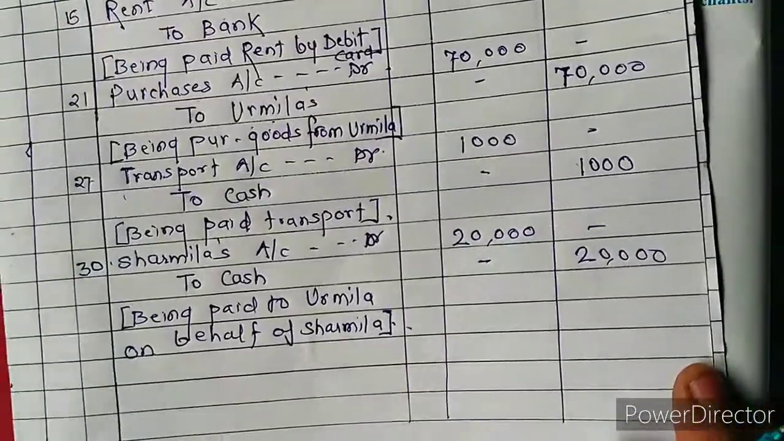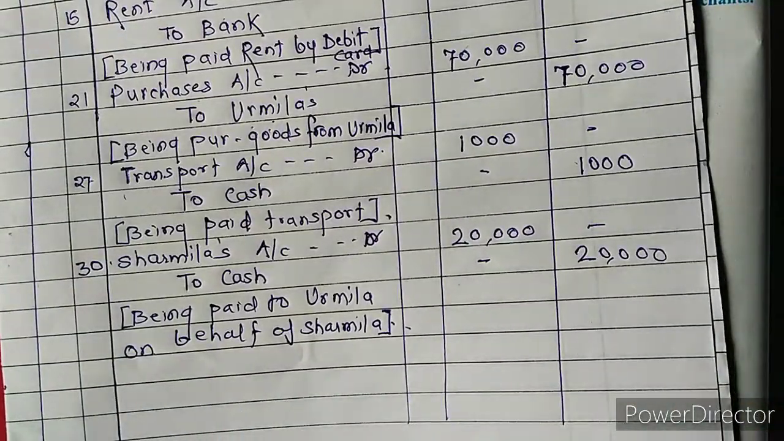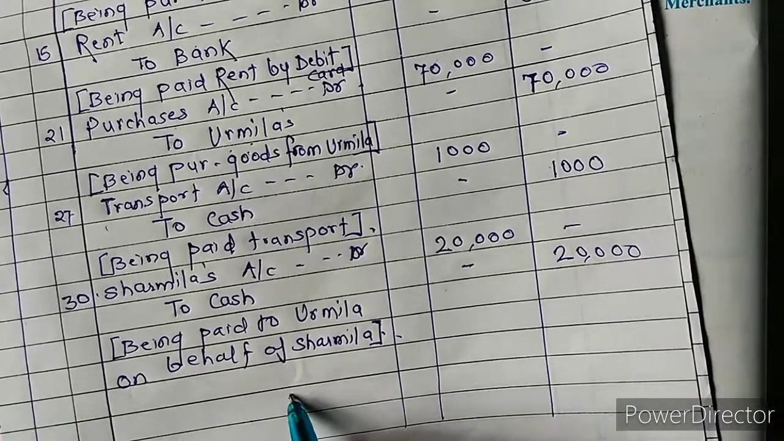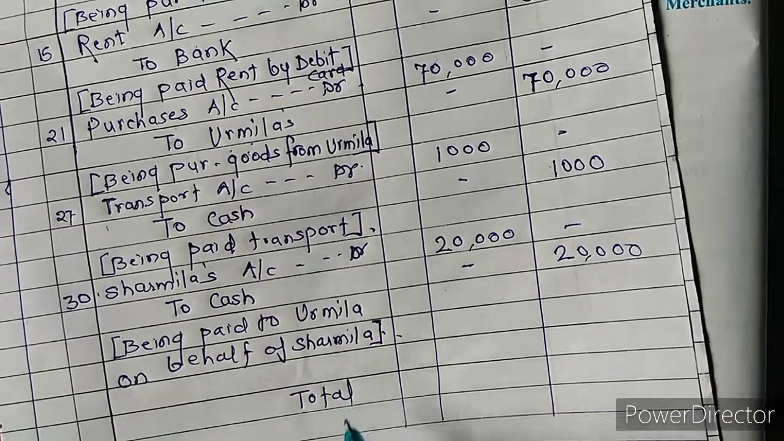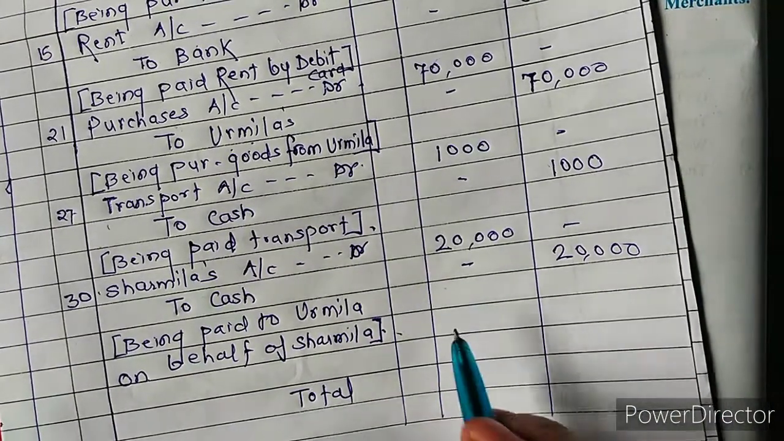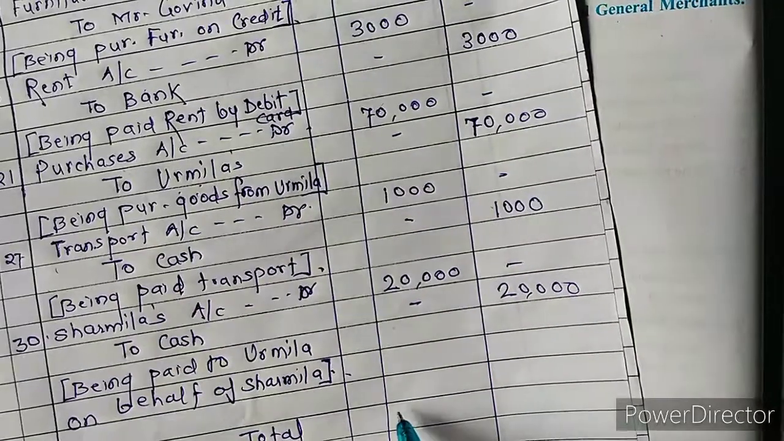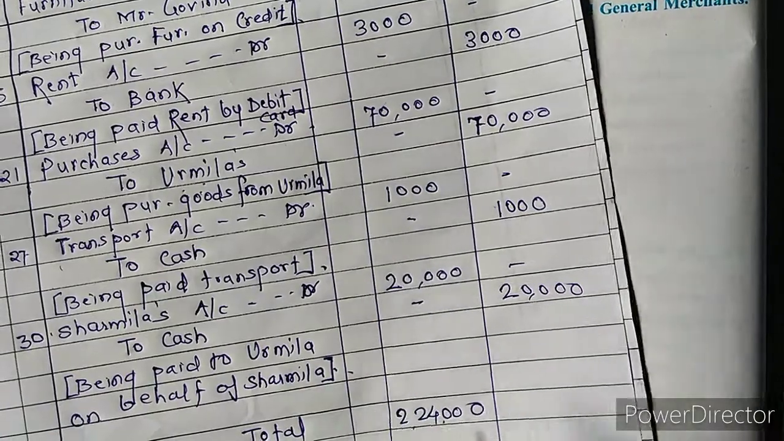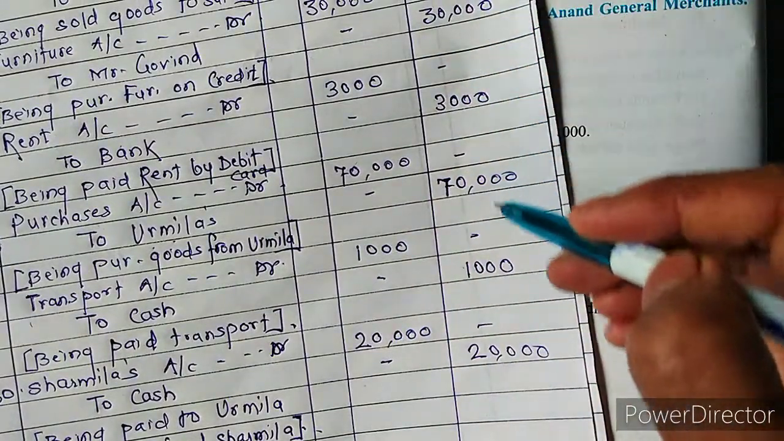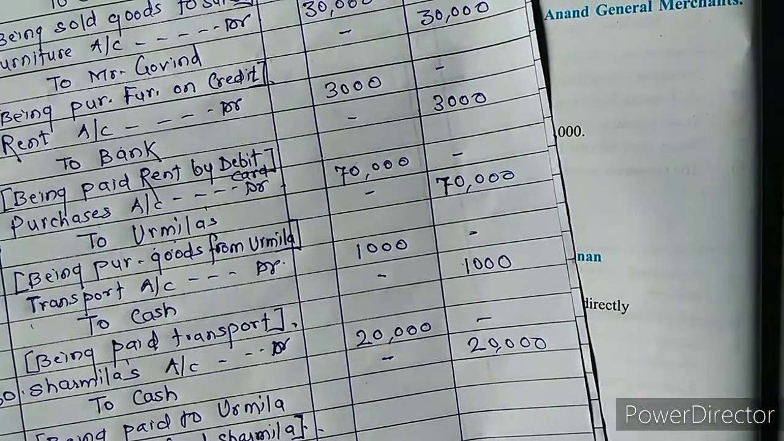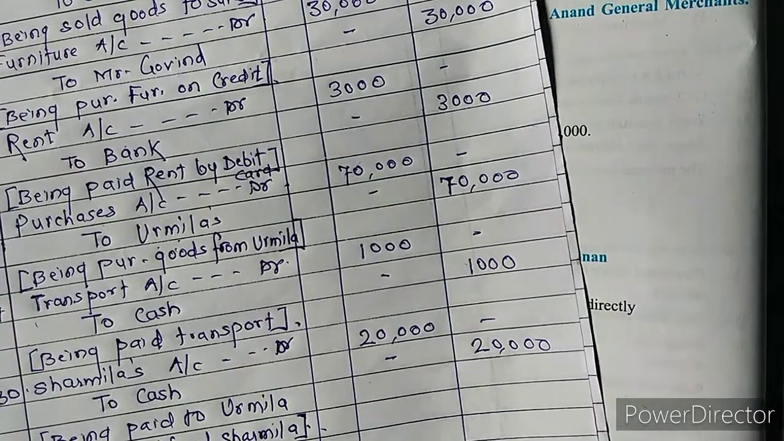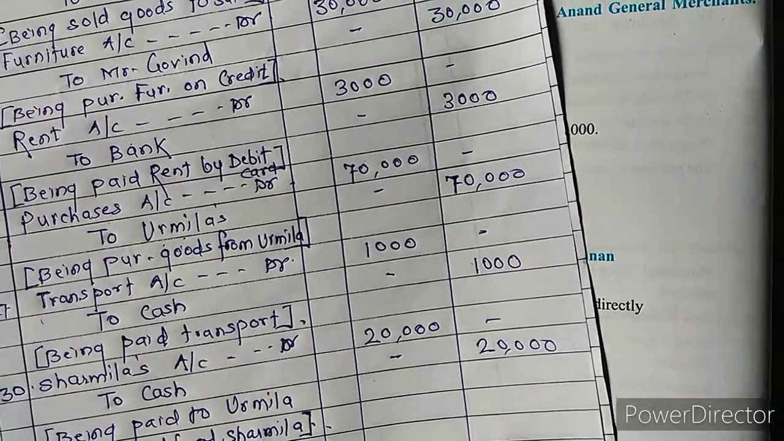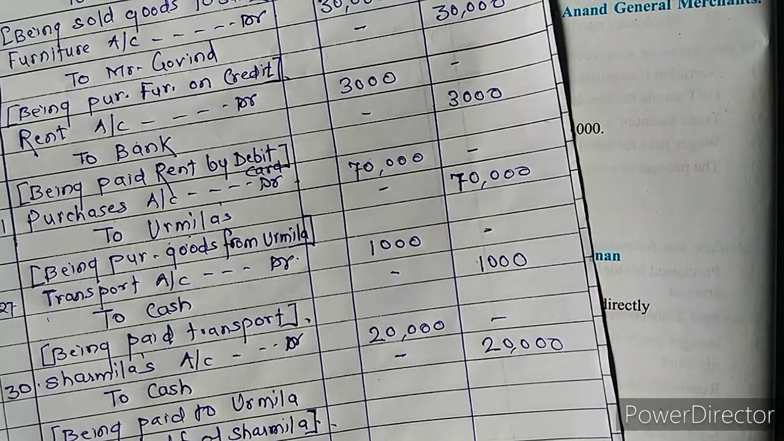Now we have to make the total. Here we have to write total and make the total. Every debit has equal corresponding credit.